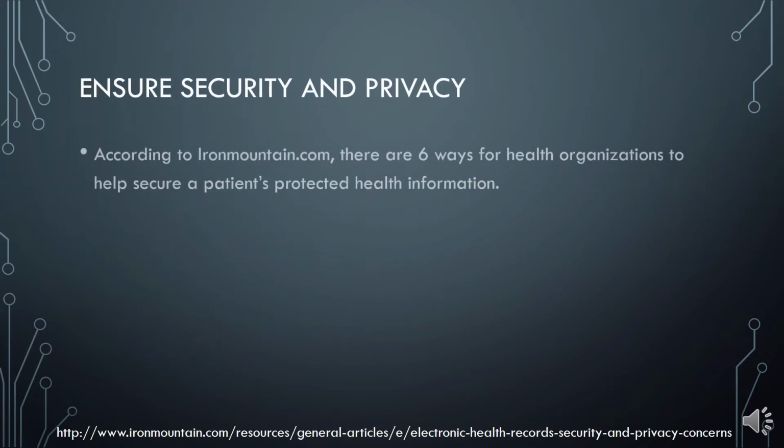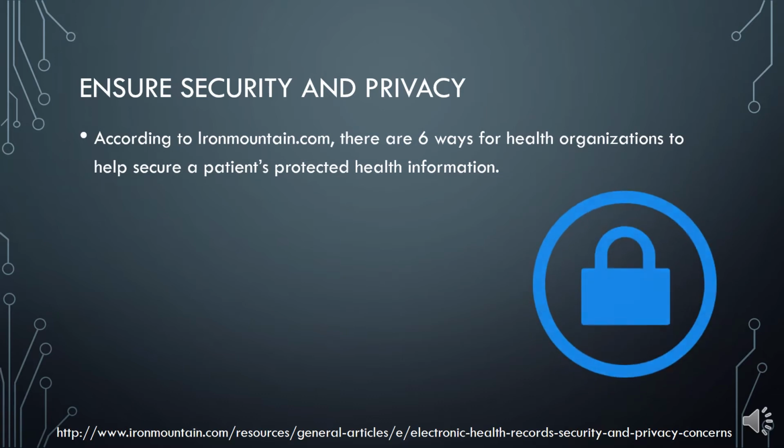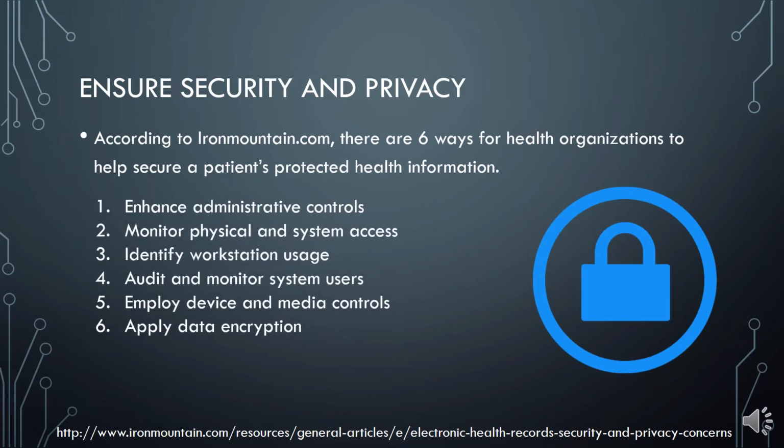Okay, so how to ensure security and privacy. According to ironmountain.com, there are 6 ways for health organizations to help secure a patient's protected health information. One is to enhance the administrative controls. That means updating policies and procedures, running background checks on all employees, and even guiding the employees through a very stringent privacy and security training process. Number 2 is to monitor physical and system access.